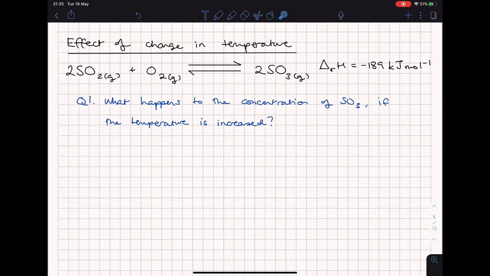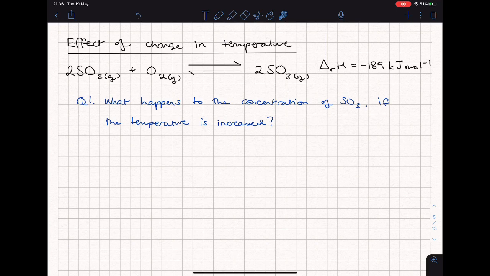And the question asks us what happens to the concentration of the sulfur trioxide if the temperature is increased. So let's look at what happens. Well, the forward reaction we know is exothermic, so favouring the forward reaction will release more heat and raise the temperature. Going the other way, favouring the reverse reaction, which is endothermic, will absorb added heat to lower the temperature.